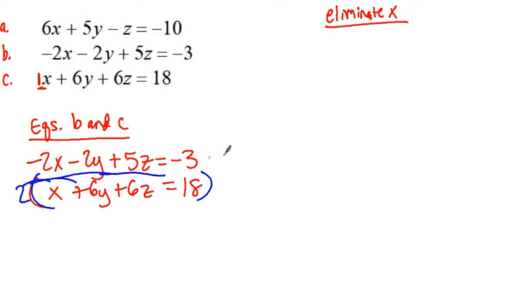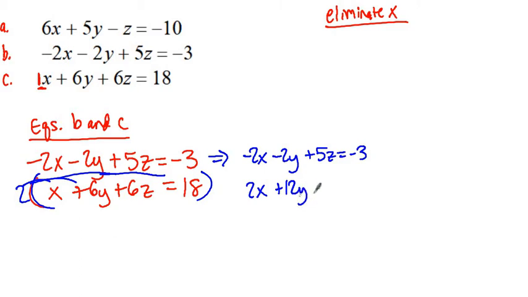So when we do that, the top is going to stay unchanged. The top is still the exact same. So that doesn't change at all. The bottom, though, when I distribute, 2 times x is 2x, 2 times 6y is 12y, 2 times 6z is 12z, and 2 times 18 is 36. Okay, now the question is, how do we eliminate the x's? By adding or subtracting? And the answer is we have to add these. So those will eliminate. That means we have to add these.